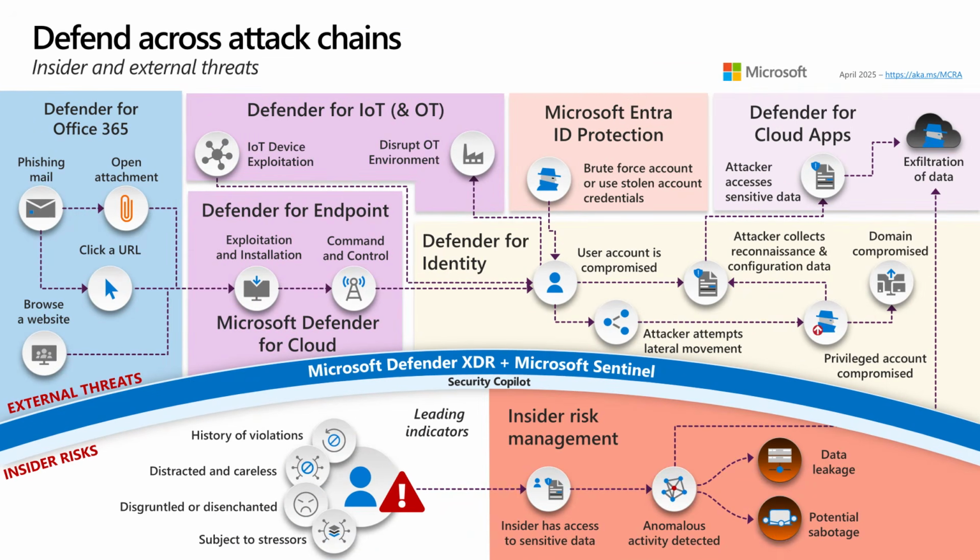Now let's connect the idea of attack chain to how Microsoft provides coverage across them. Attacks, especially external threats, are flexible. An attacker might start with phishing, move into exploitation and installation, establish command and control, compromise identities, attempt lateral movement, and ultimately try to access and exfiltrate sensitive data or create direct business impact like ransomware or extortion.